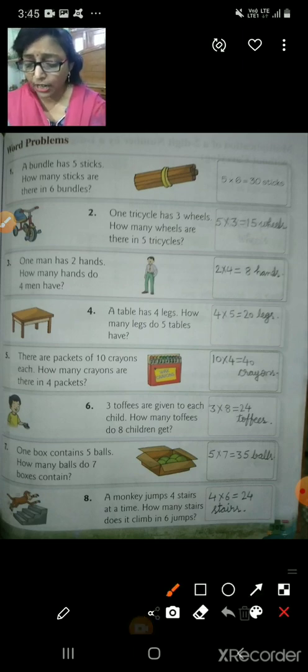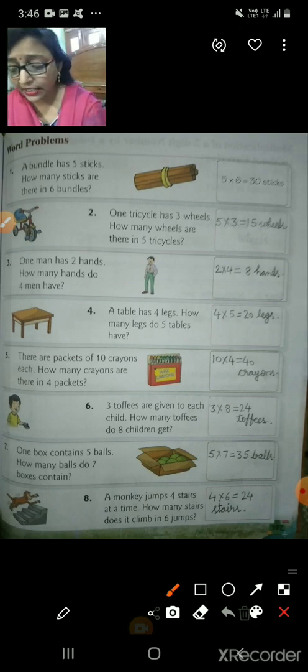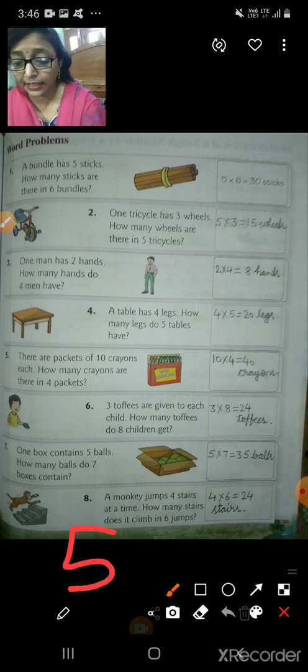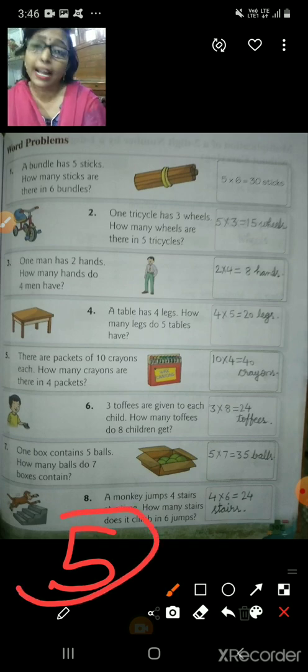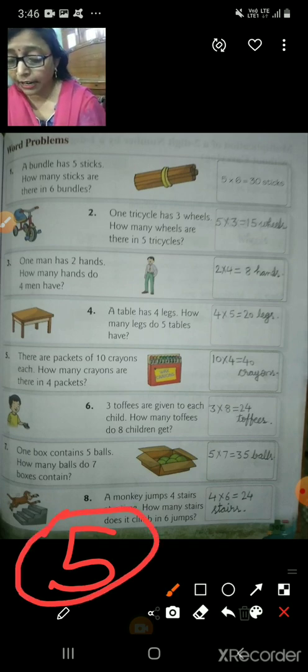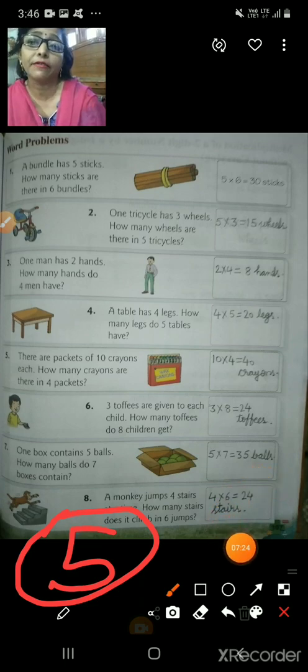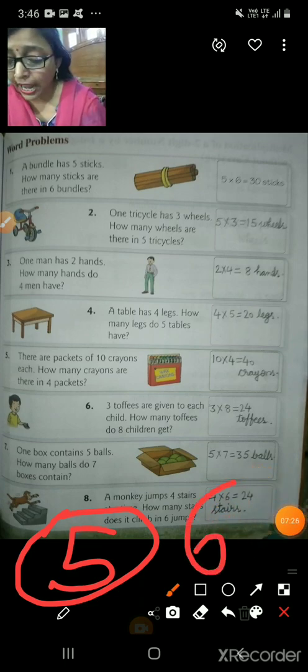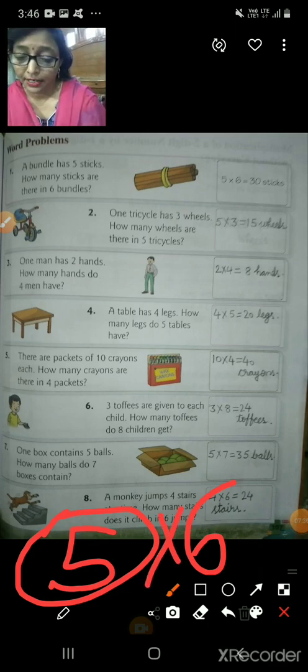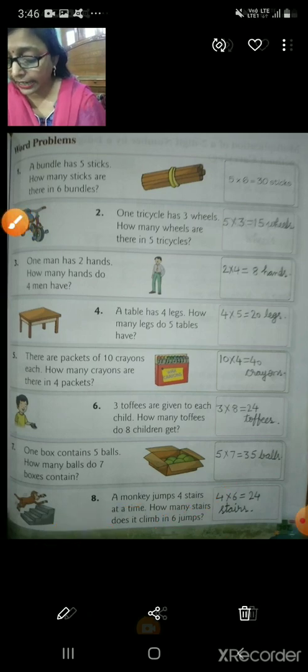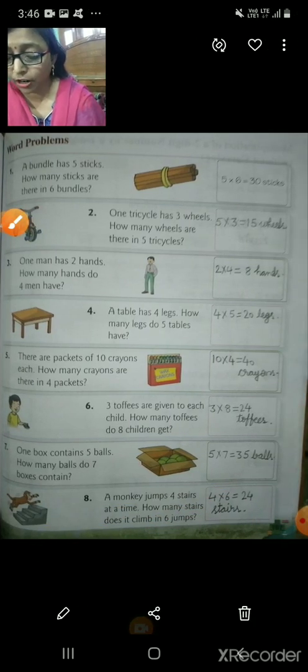Here is the question. A bundle has 5 sticks. And how many sticks are there in 6 bundles? If one bundle has 5 sticks, and it is asked how many sticks will be in 6 bundles, you will have to multiply 6 by 5. 5 into 6 is equal to 30 sticks. Like this you will solve the second word problem.